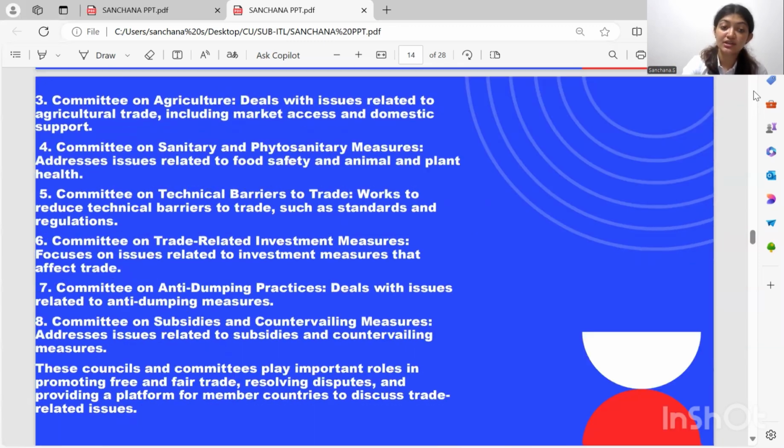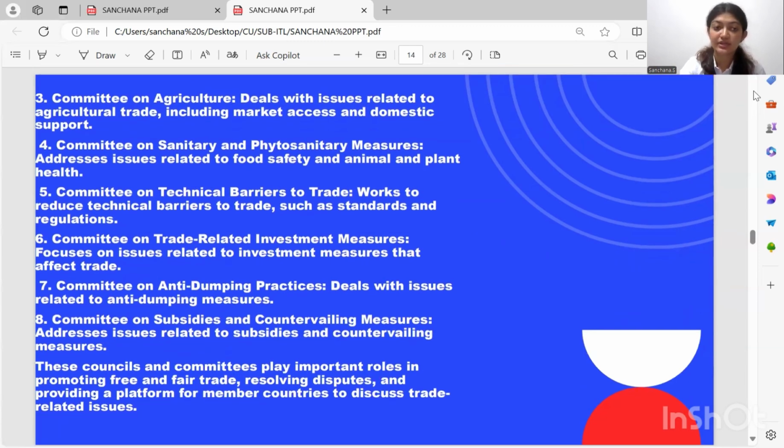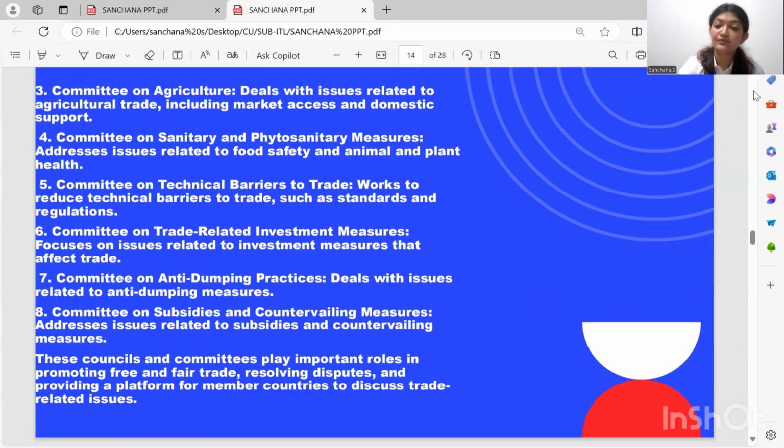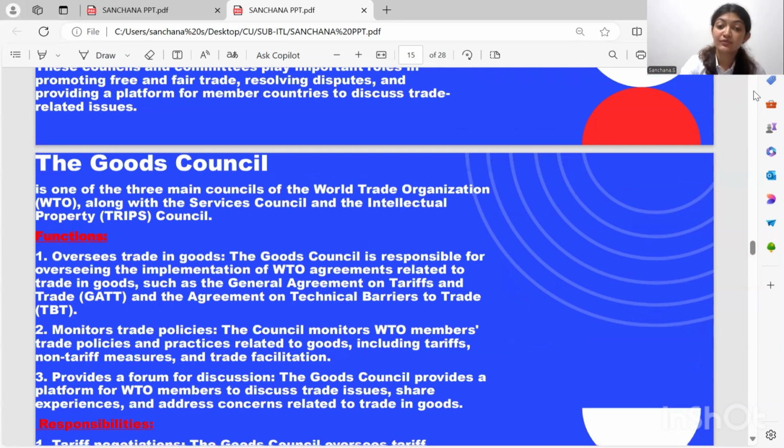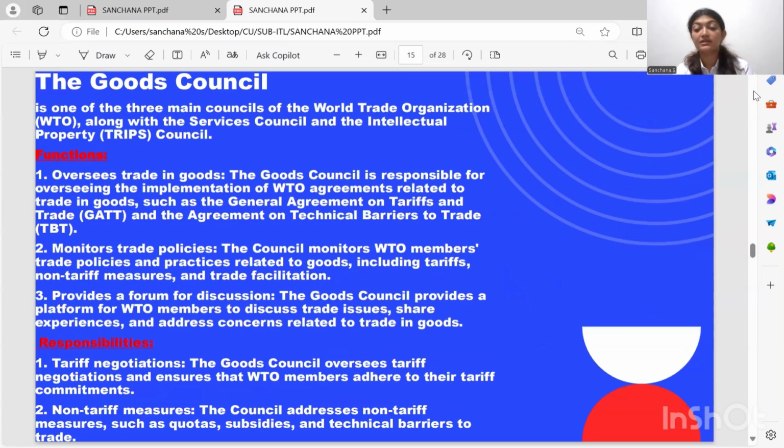Committee on Agriculture, Committee on Sanitary and Phytosanitary Measures, Committee on Technical Barriers to Trade, Committee on Trade-Related Investment Measures, Committee on Anti-Dumping Practices, Committee on Subsidies and Countervailing Measures, and various other committees. Hence, moving on to the Goods Council. We saw committees, now moving on to the council.